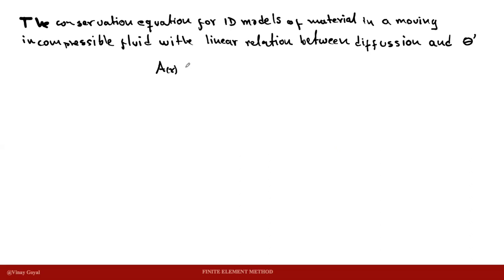where A is the cross-section area, U is the velocity of the incompressible fluid, theta prime is the variation of the concentration of the dilute material, already mentioned. And all of this is the advection term of the differential equation, also known as the transport term. It's another name for this term.